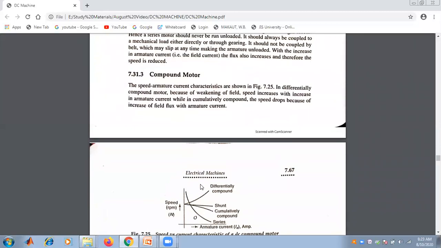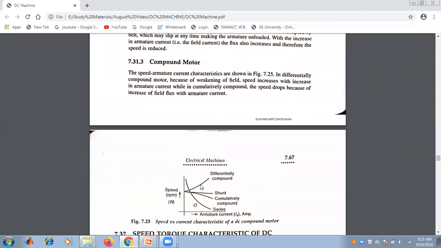So this is another one, called the compound motor. The speed armature current characteristics of a compound motor are shown in this figure, that is speed versus armature current. This is for the shunt motor, this is for the series motor, this is for the cumulative compound motor, and this is for the differentially compound motor.